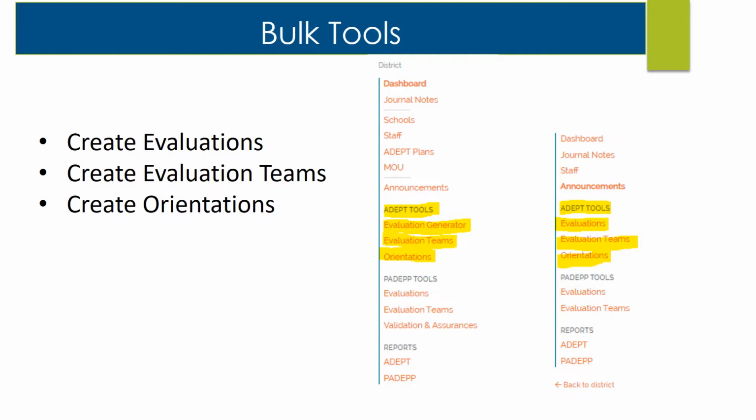The evaluation generator, or evaluations, is used to create evaluations in bulk. The evaluation teams is used to create evaluation teams in bulk, while orientations is used to create orientations in bulk. In bulk, meaning you can create them for multiple educators rather than individually.